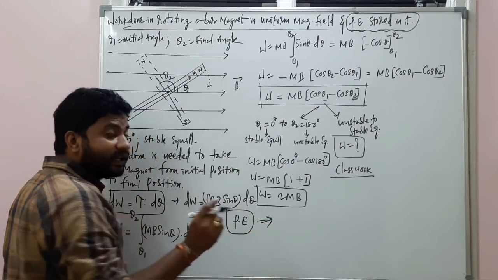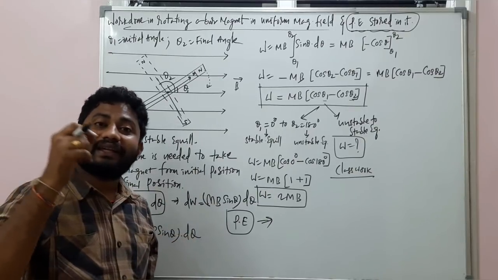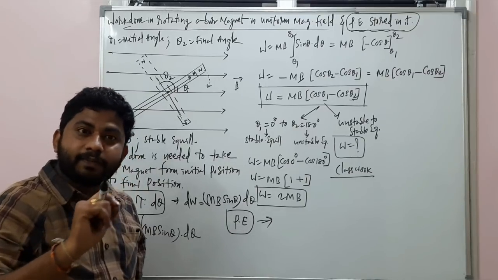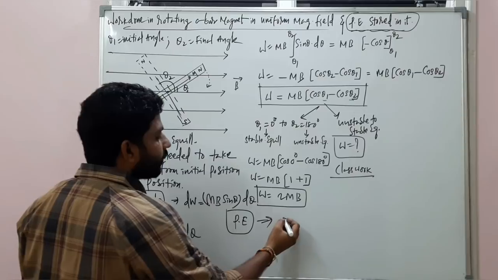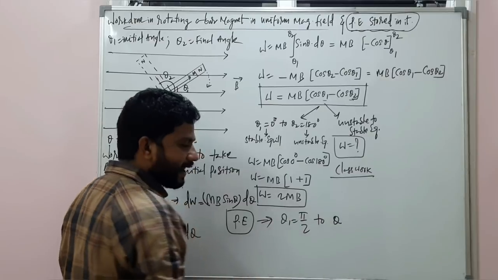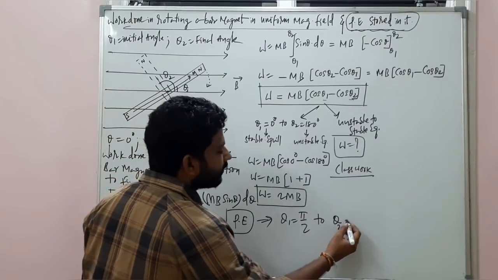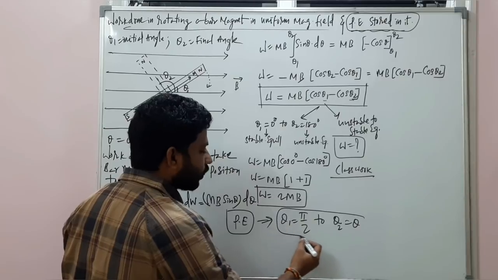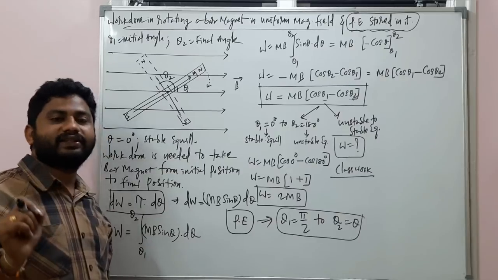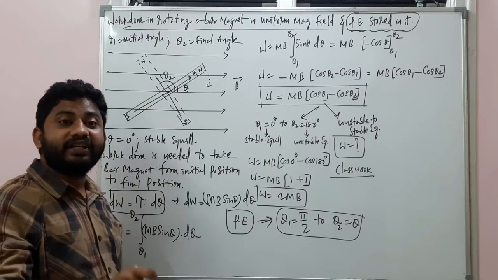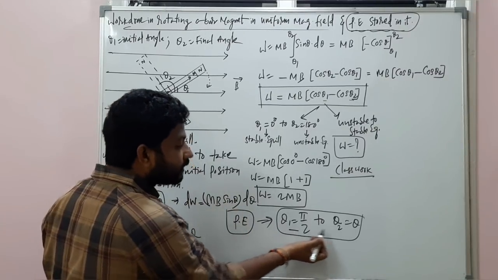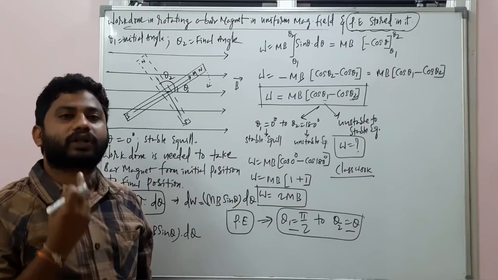According to the definition, potential energy is the work done needed to displace the bar magnet from theta 1, which is pi by 2, to some angle theta 2. Understand? So this is called the definition of potential energy. Potential energy is the work done needed in rotating this bar magnet from this angle to this angle. That's called the potential energy.